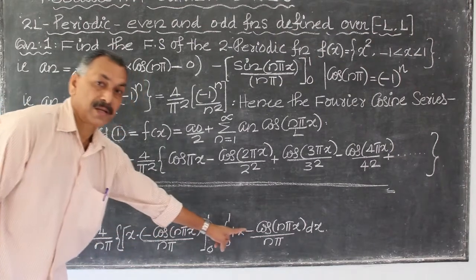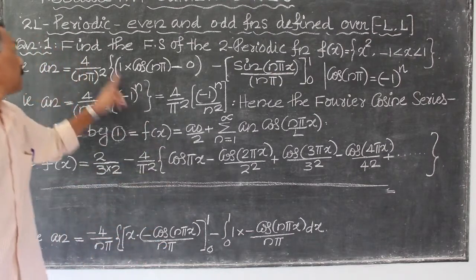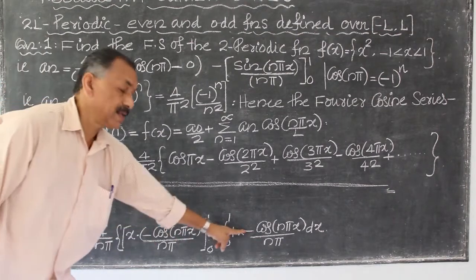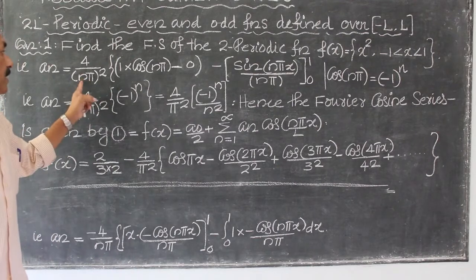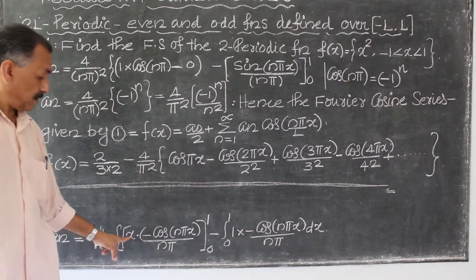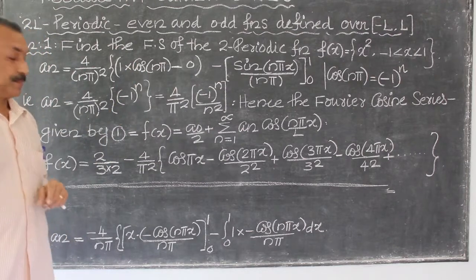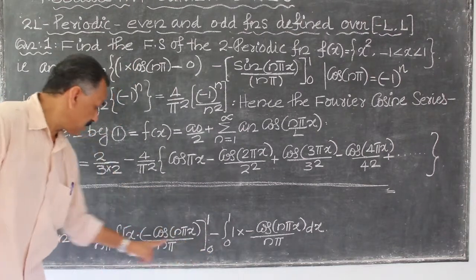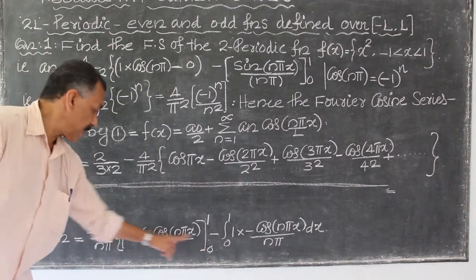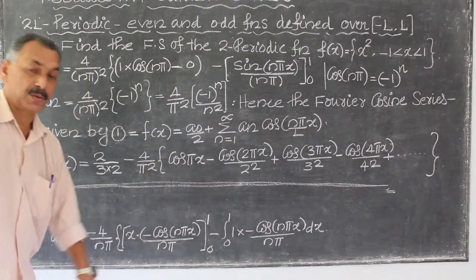Minus here also minus into minus, and then plus 4 divided by nπ into nπ. A is equal to 4 divided by n π square, with this minus given. Then 4 divided by n π square into upper limit applied, x is equal to 1, which gives 1 into cos nπ, minus lower limit applied, x is 0, which becomes 0. The remaining is cos nπ.